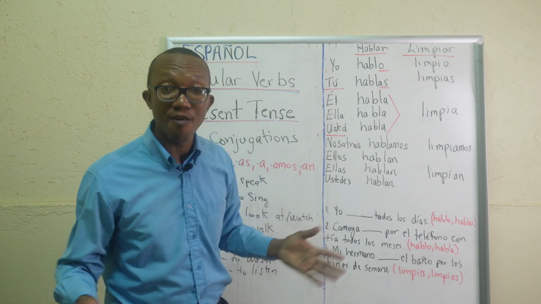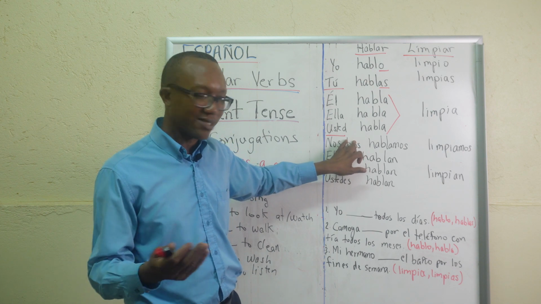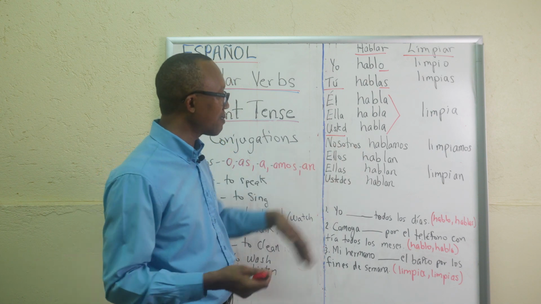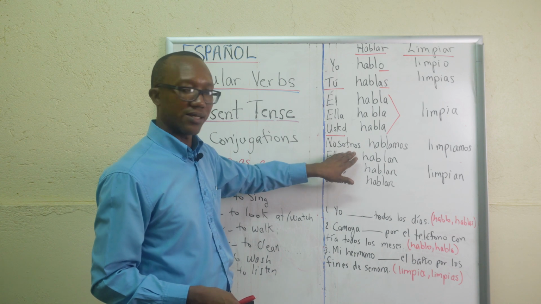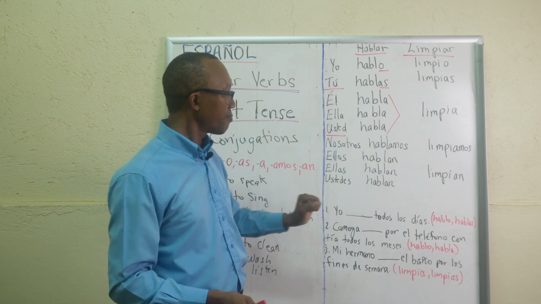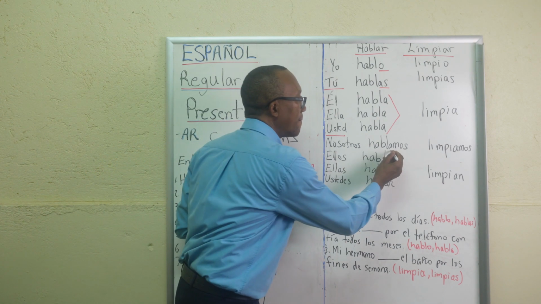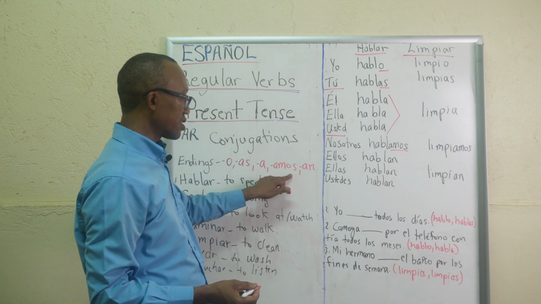A stranger, a foreigner, right? You're going to say usted habla en inglés or en español. Do you speak Spanish? We speak Spanish. Nosotros hablamos el español. ¿Sí? They speak, ellos. So nosotros, we always amos. And here the rule is amos, right?